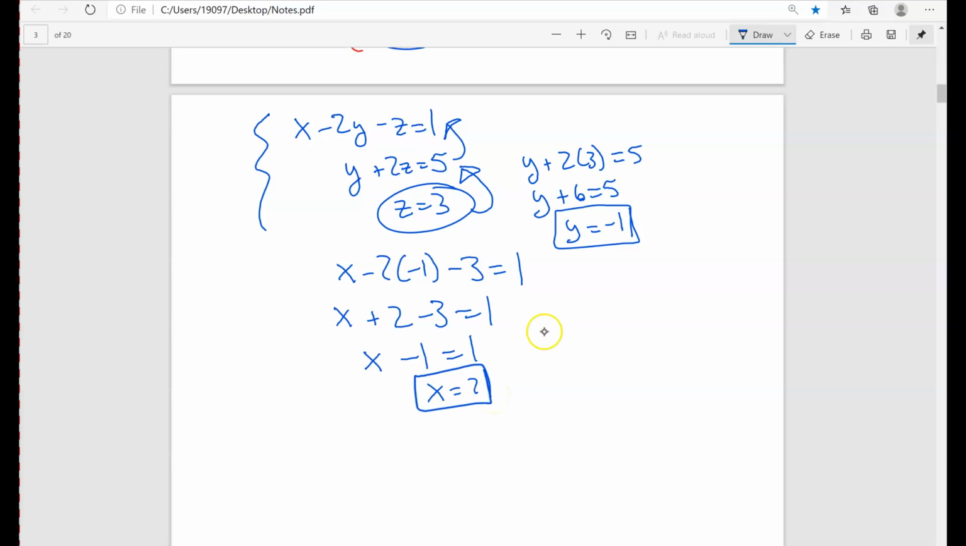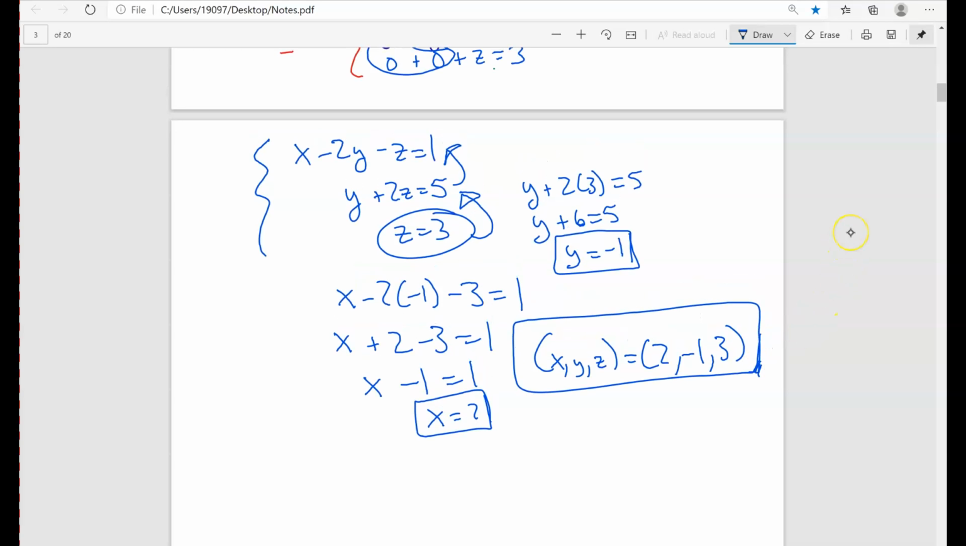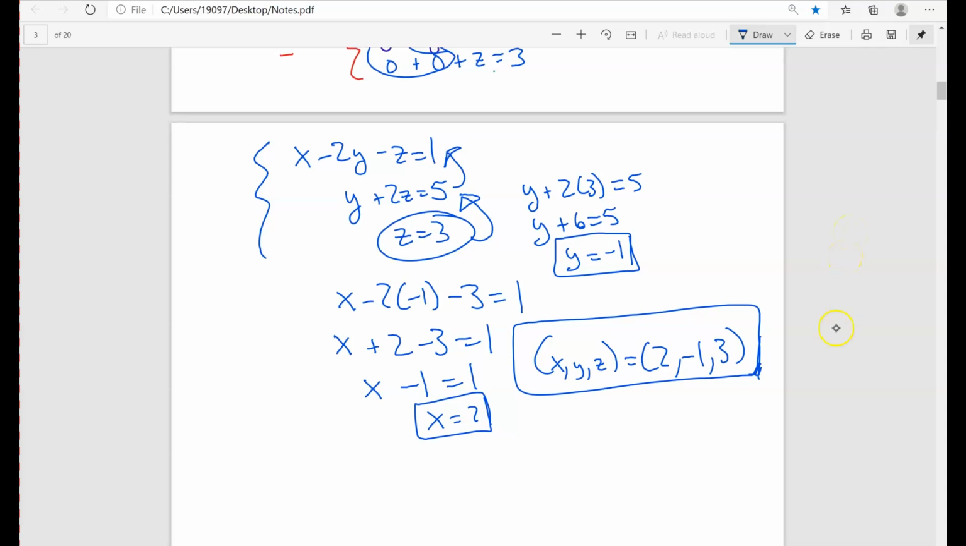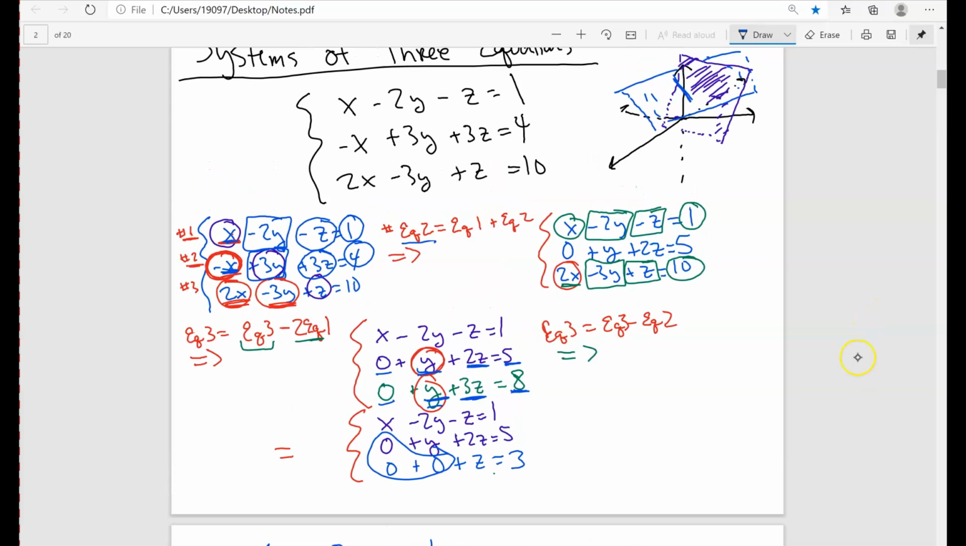So my solution, the way that we write it, is x, y, z, which is going to be 2, negative 1, and 3. Okay, so this is what we call Gaussian elimination, and we're going to do it in a matrix form. So for right now, if you got it, that's great. If not, you can rewatch the video because it is a really weird process, especially when you're dealing with a lot of different types of arithmetic. So we'll talk about matrices in the next video.